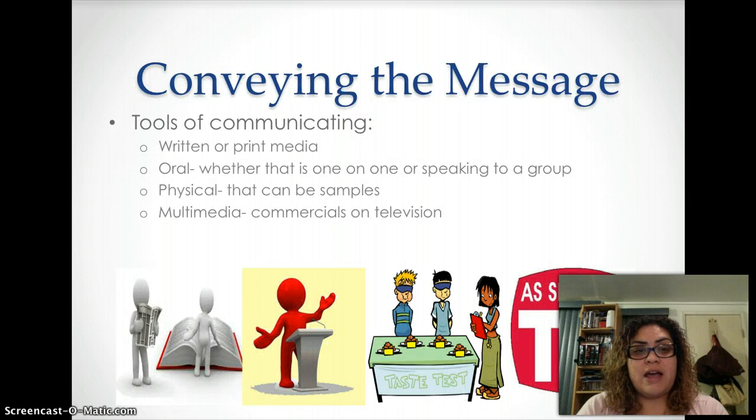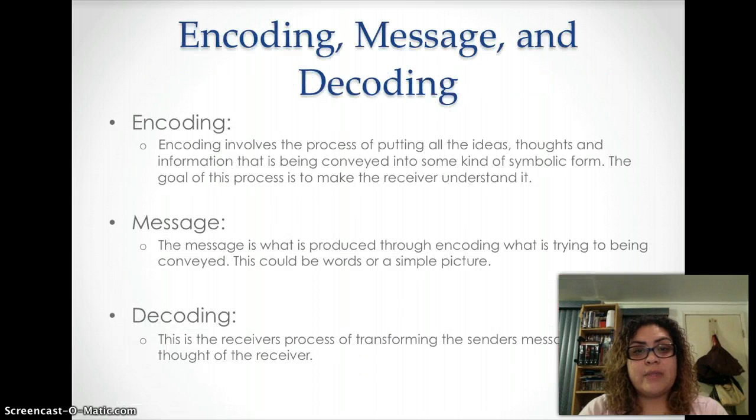Conveying the message. The tools of communication in which a message could be conveyed could be written or printed media. Oral, whether that's one-on-one or speaking to a group. Physical, which is giving samples or testing out the services that you're providing, or multimedia, which could be a huge television campaign with a local channel, or a nationwide campaign for a television commercial to provide a message to your receiver.